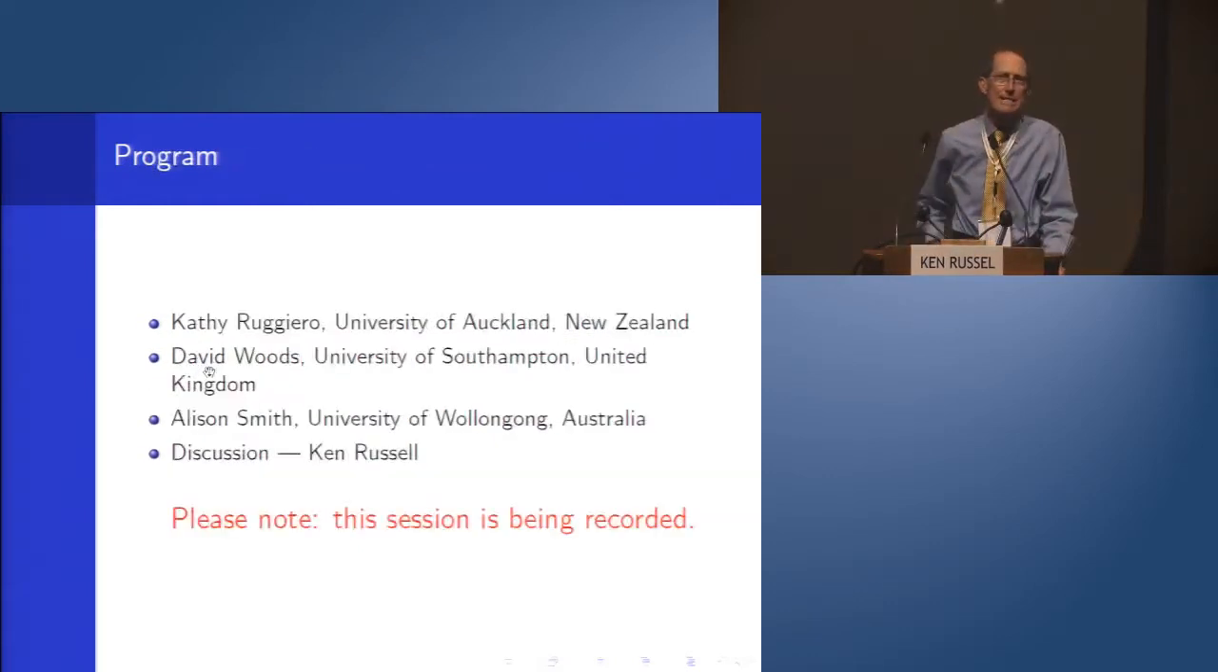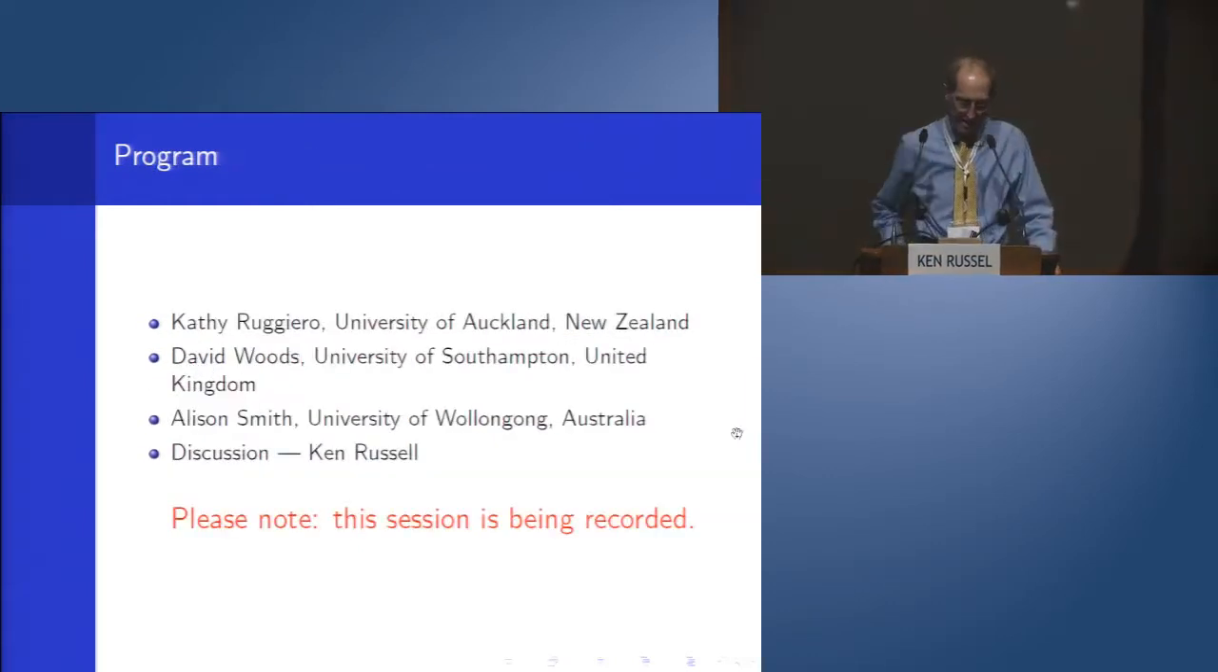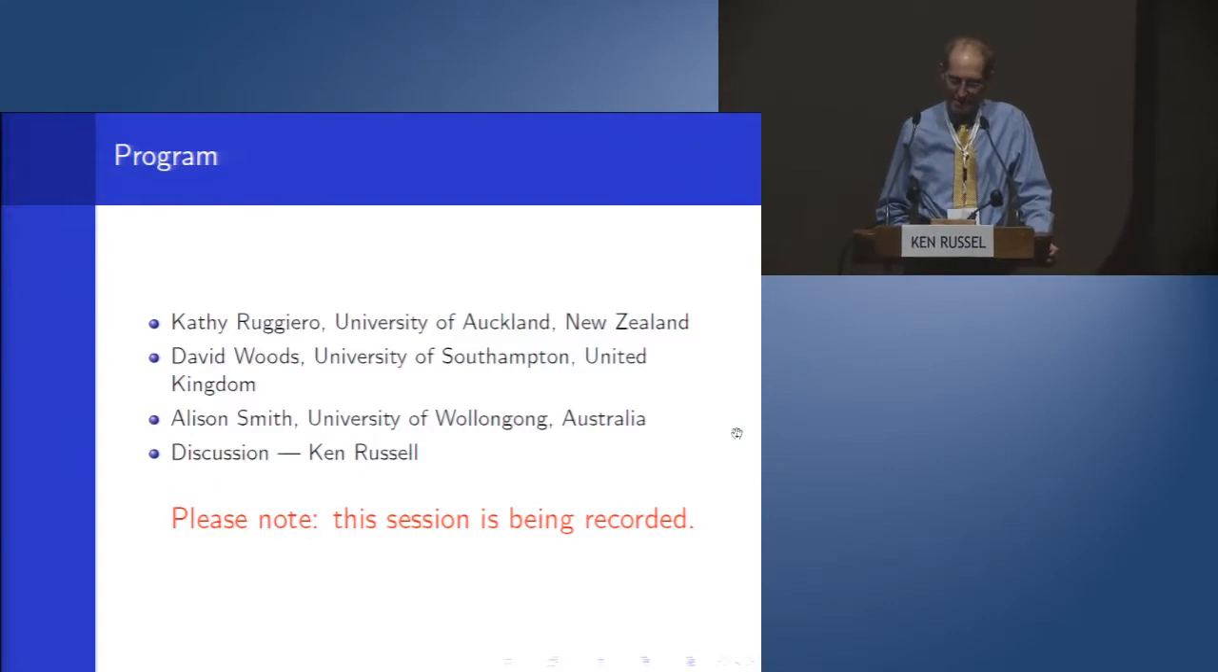We have three speakers today: Cathy Ruggiero from the University of Auckland in New Zealand, David Woods from the University of Southampton in the United Kingdom, and Alison Smith from the University of Wollongong in Australia. And then I'll make a few remarks at the end.